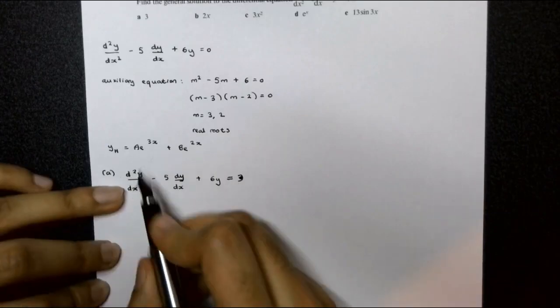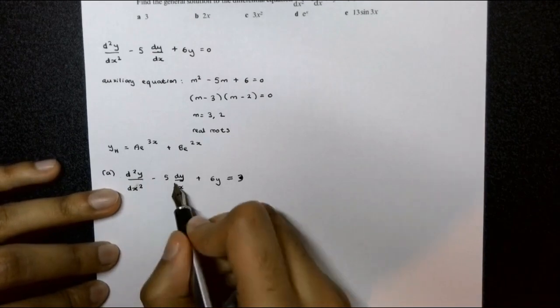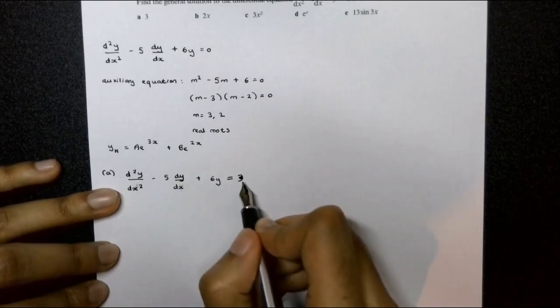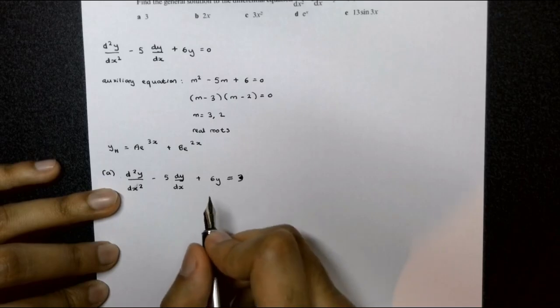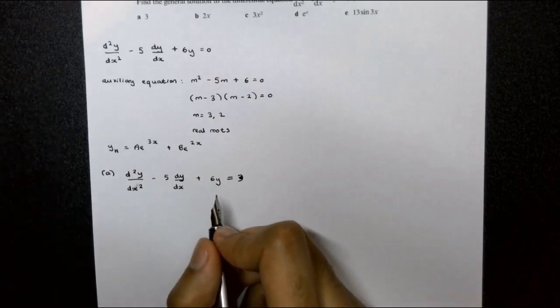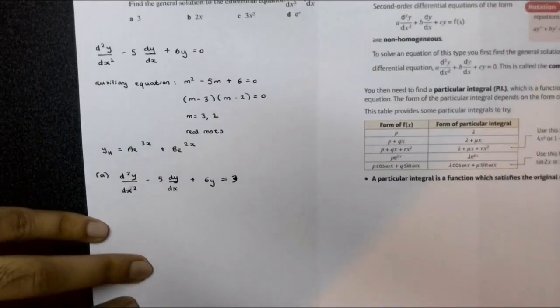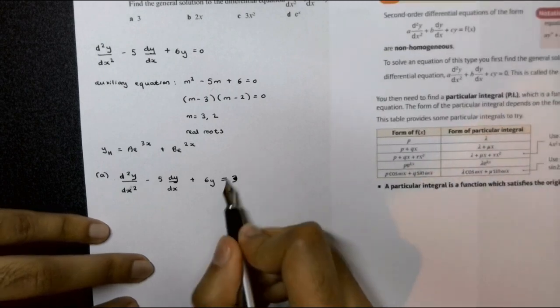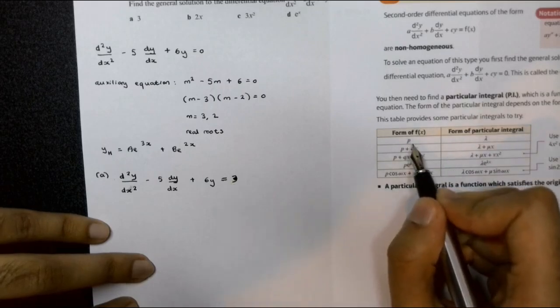For part A of the question, we're solving the differential equation d squared y over dx squared minus 5 lots of dy over dx plus 6y equals 3. Now, we've already found the complementary function. We now need to find the particular integral. And if you recall from the table which we introduced earlier, what you'll notice over here, f of x is of the form p.